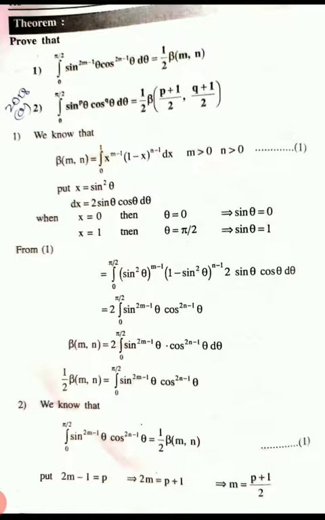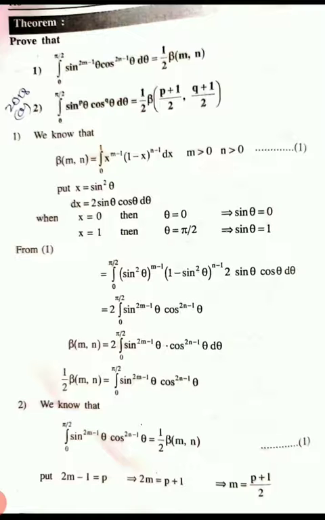It's a very important question. They will ask for 5 marks. Okay, let's see. First one, we know the definition of the beta function. What is the definition? Beta of m, n is equal to integration 0 to 1 x raised to m minus 1 into (1 minus x) raised to n minus 1 into dx, with the condition m and n are greater than 0.